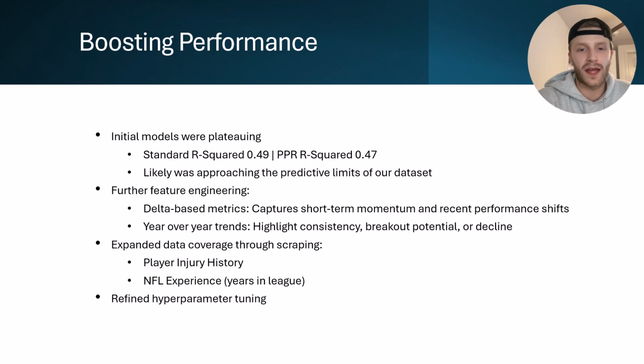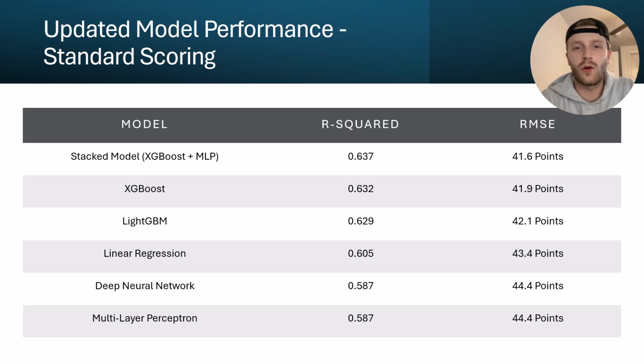We also expanded our data coverage through additional web scraping, adding features such as player injury history and NFL experience. Lastly, we refined our hyperparameter tuning to finalize our models. After implementing our new approach, our model performance increased significantly. For standard scoring models, we saw performance increases of 10 to 15%.